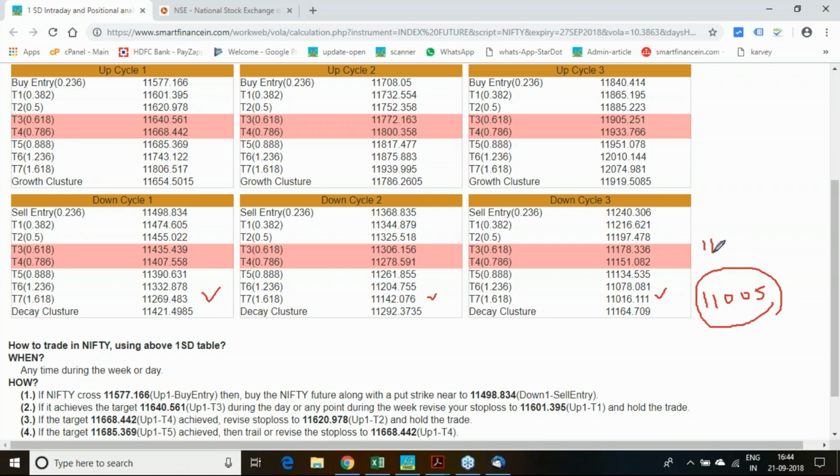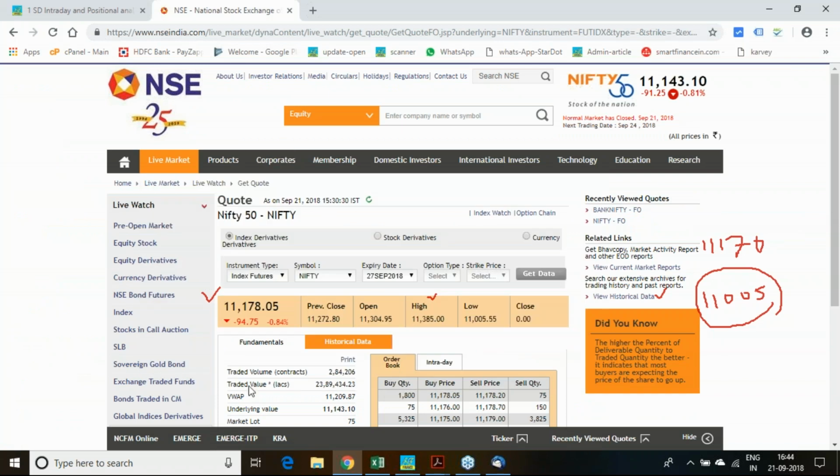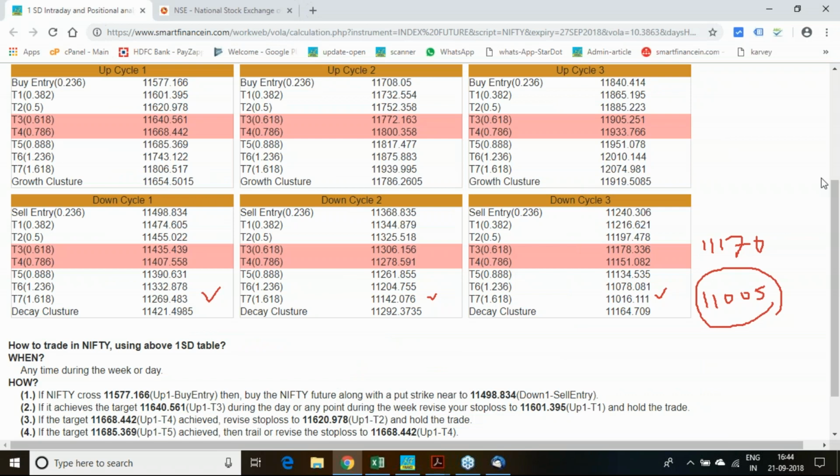And today's closing is also very interesting. 11,176 level you have closed. So at the 11,176 level the Nifty has closed. So 78 level, 11,178 level, 78.05 was the last traded price. So this is also one of our calculated figures.